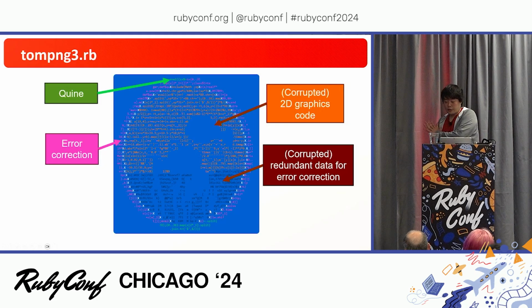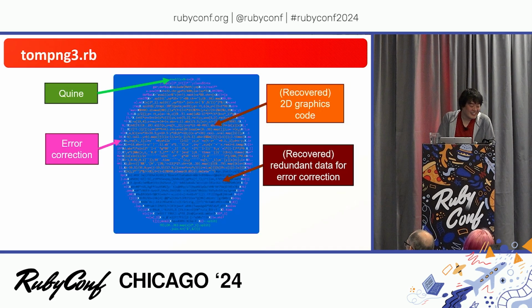And when executed, this code first extracts the pink part and runs it, performing error correction to recover the orange part and the black part like this. Okay, do you understand? The orange part and the black part are corrupted by the fish and grass, and the error correction program recovers the code. In other words, this program has a self-repairing feature. Now it can extract the completely recovered 2D graphics code, and it performs the fishbowl animation.